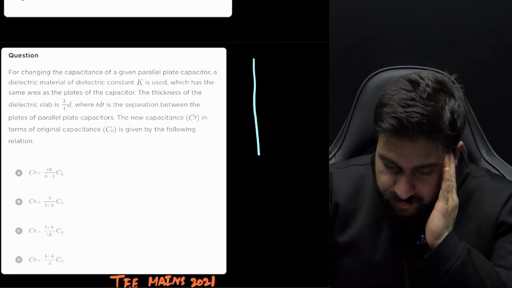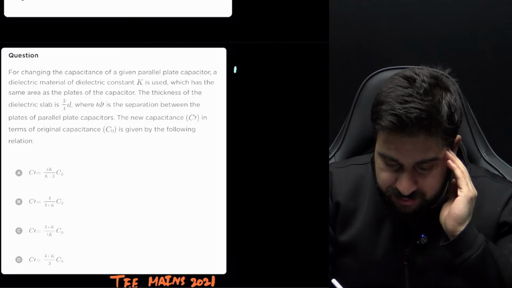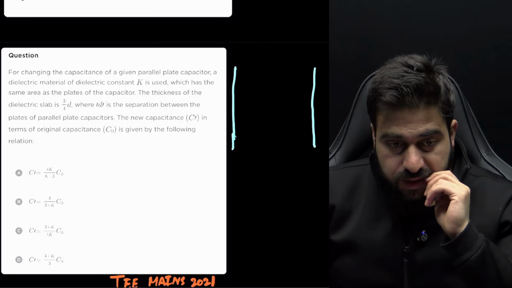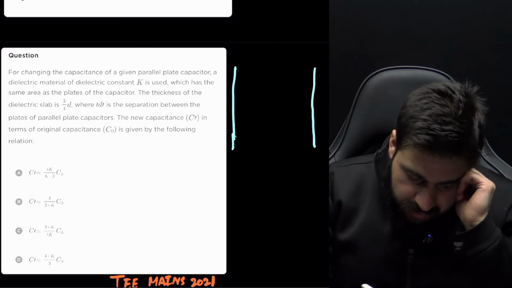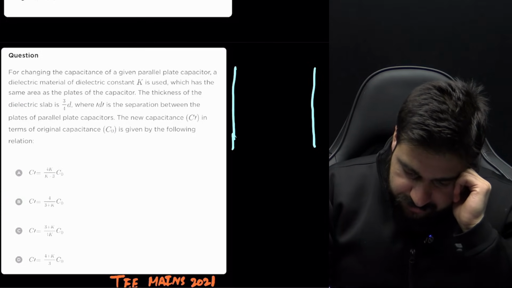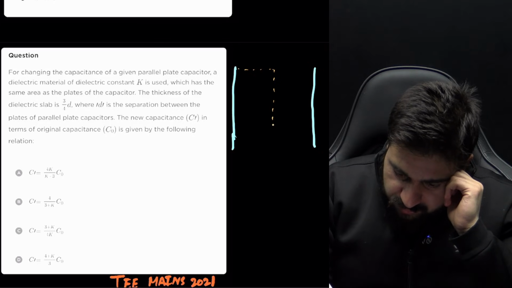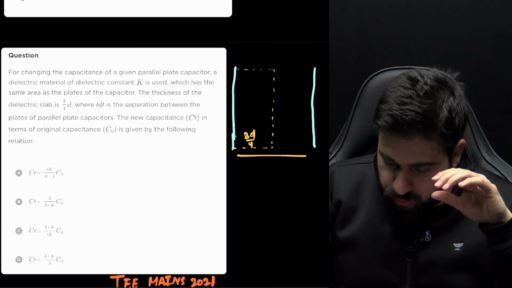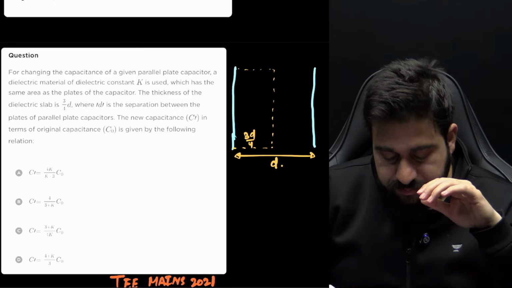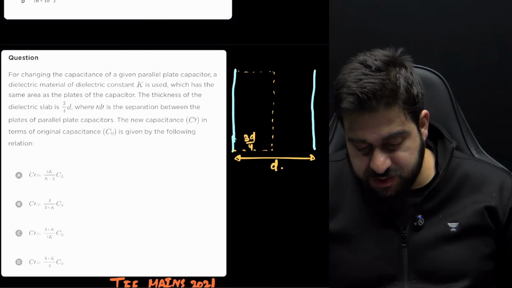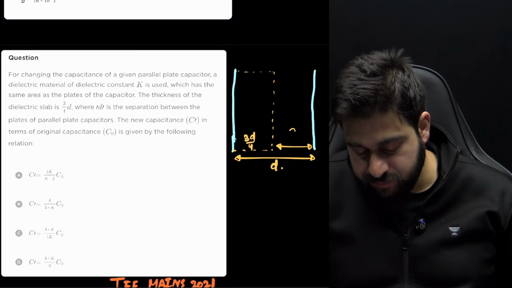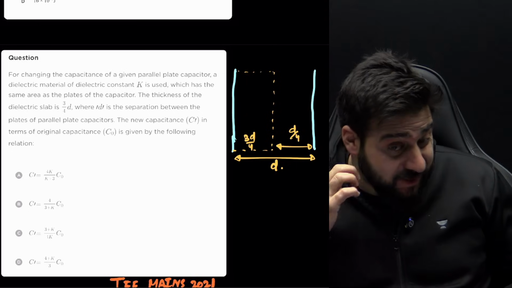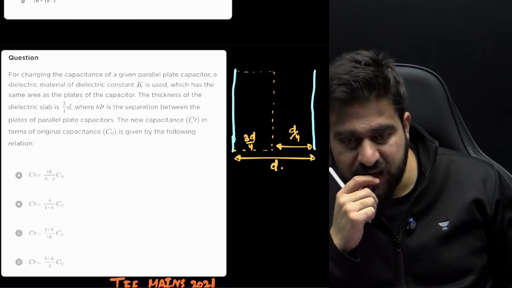You are given a parallel plate capacitor, and in this particular case a dielectric slab is inserted. Its width is 3D by 4, and the total gap between the plates is D. If this is 3D by 4, how much is going to be this? This will be D by 4, because 3D by 4 plus D by 4 is D.